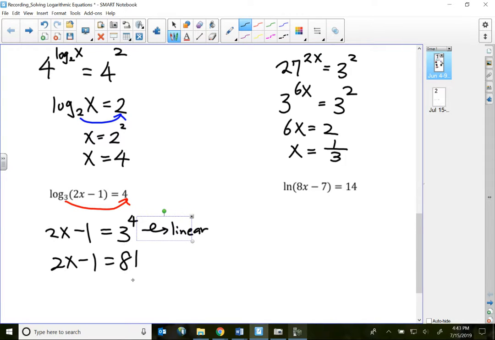Move the negative 1 over. That gives me 2x equal to 82. x is equal to 41. Okay, so I'm just solving it just like a normal linear equation.